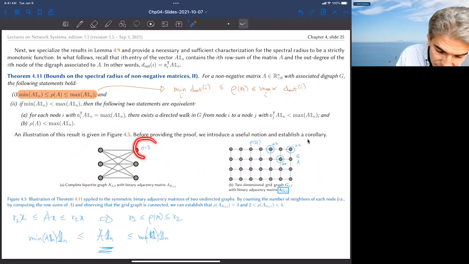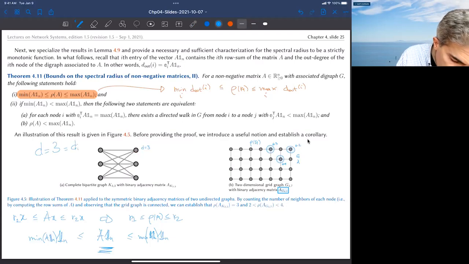So this graph has degree 3. Because it's a regular graph, d equal to 3 for all nodes, which is to say d equals d_i for all i, this implies that these inequalities are going to become strict. Rho of A is equal to 3. Done. Why 3? Well, because that's the degree of every node. So the spectral radius of the matrix is just 3.